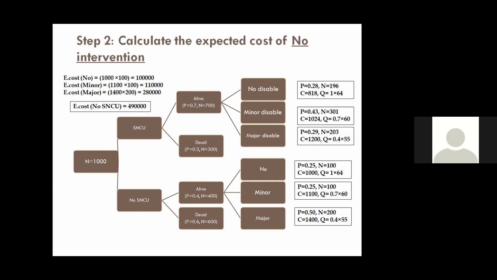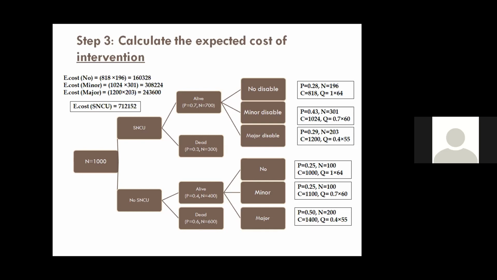Yes, sir. So then once you get all 3 options, now you add them. What you add is your total cost for no SNCU actually. Because if you are dead, there is no cost. So alive only is the situation here. And so these 3 possible expected values will be 4,90,000. By the same way, now step 3 will be with intervention.